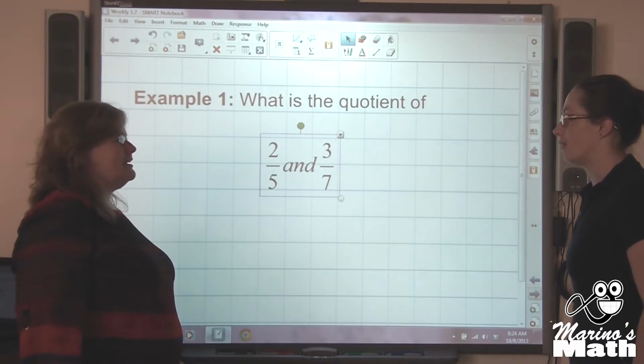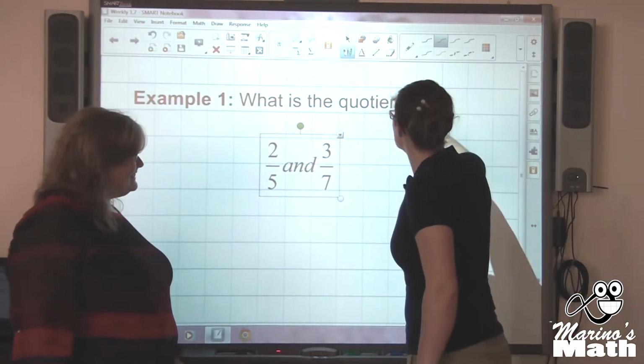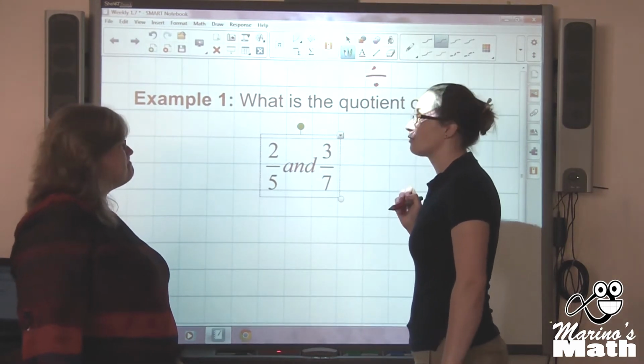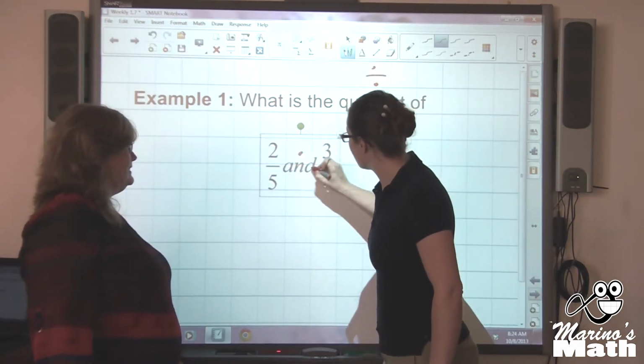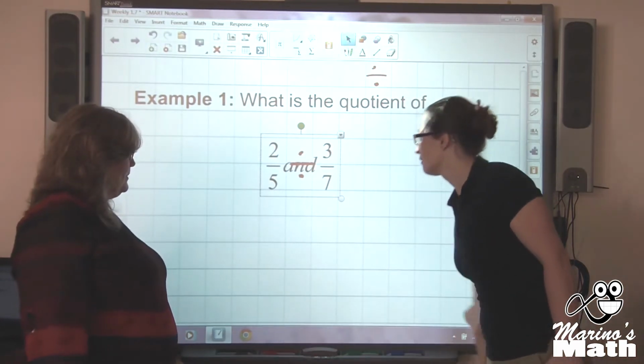And quotient, what an ugly word, isn't it though? That's not pretty, but it's not so bad. You just need to remember that it means to divide. This one throws people most out of all the words. So let's make a nice division symbol there.